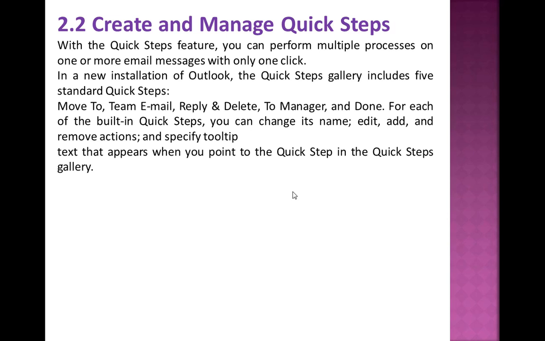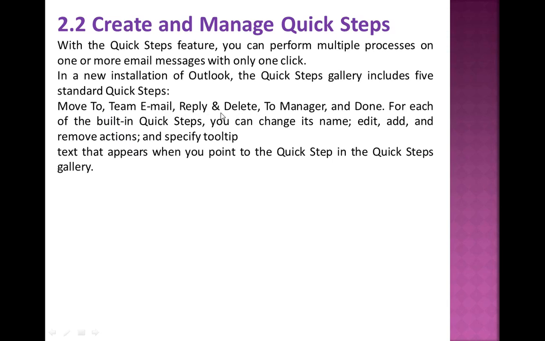Next is how to create and manage quick steps. With the quick steps feature, you can perform multiple processes on one or more email messages with only one click. In the new installation of Outlook, the quick steps gallery includes 5 standard steps. You can move to another folder, meaning you can move the email to another folder. Then team email, meaning the whole team can email the same message.